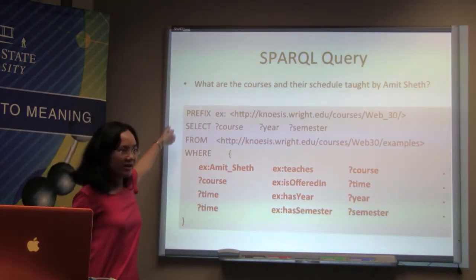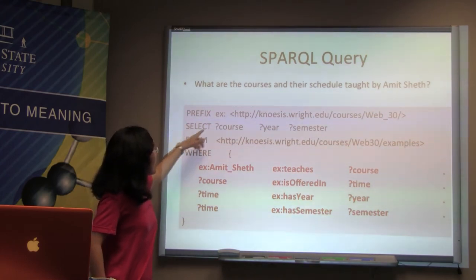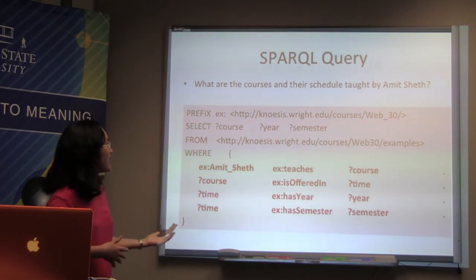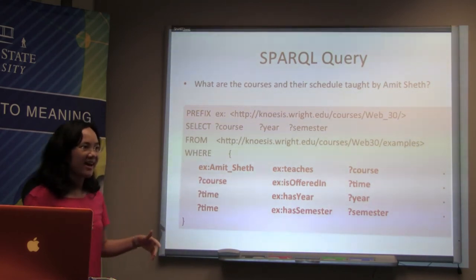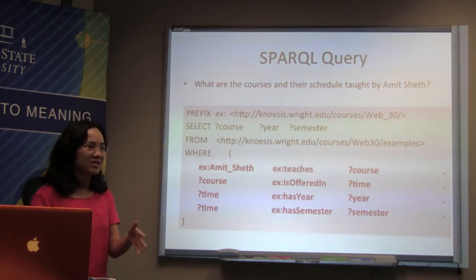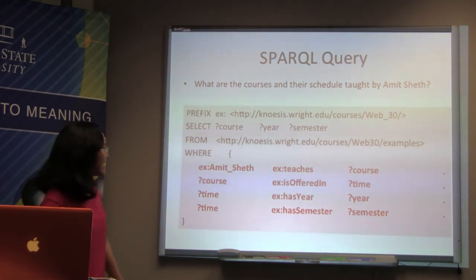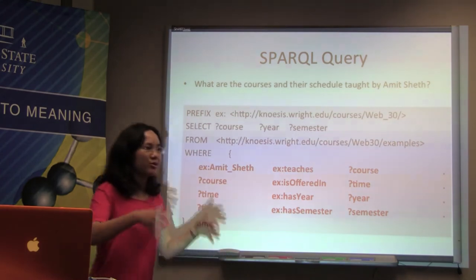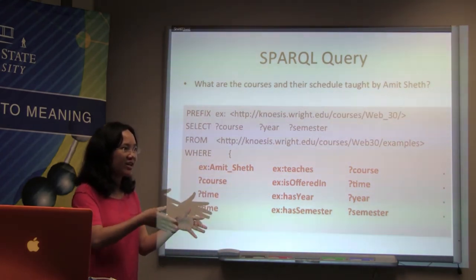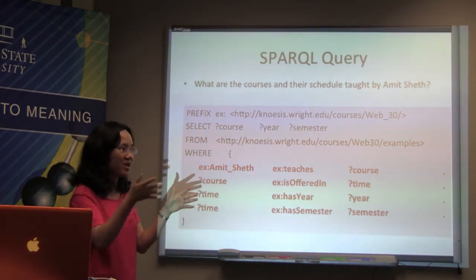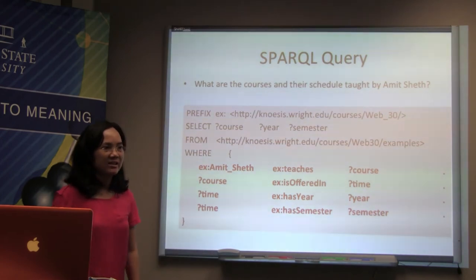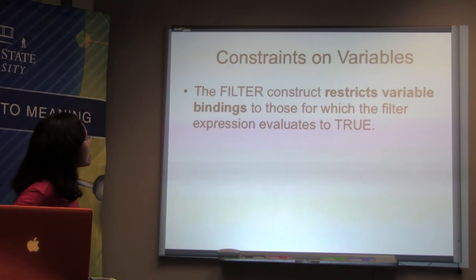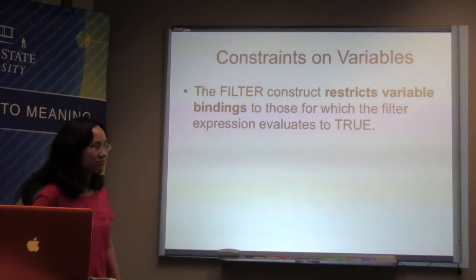As we executed this query, we get all the courses, years, and semesters. But in the original query, we want to say that all the courses are taught after 2013, right? So in that case, because the year is specified here, we need to put a constraint on the variable to say that the year must be greater than 2013. So for that, we move to the next part: how to put constraints on the variable.